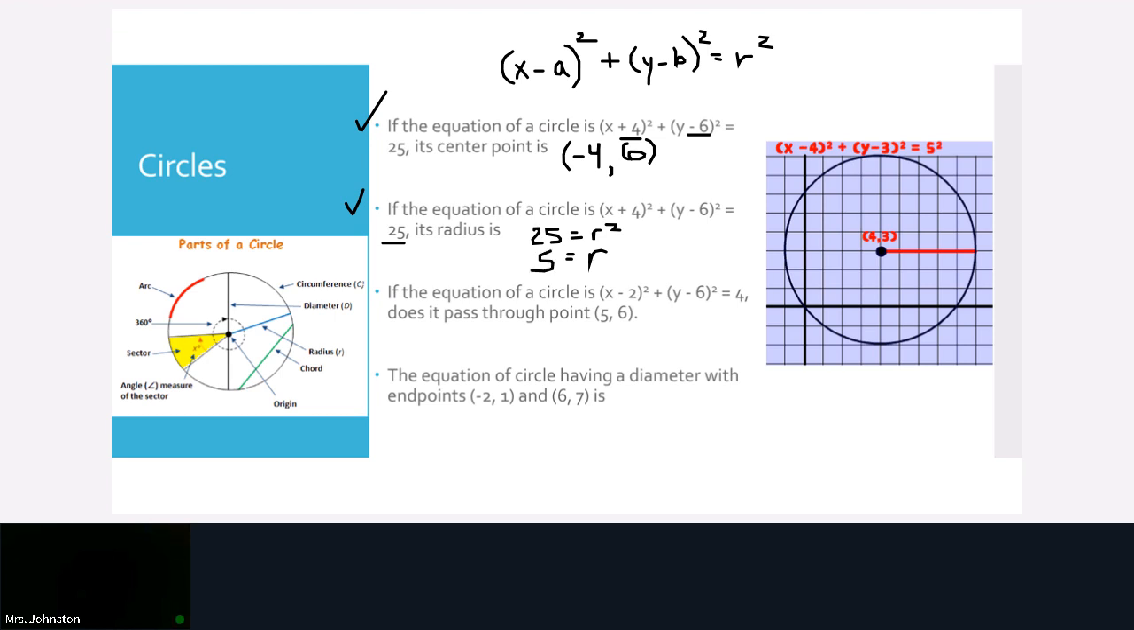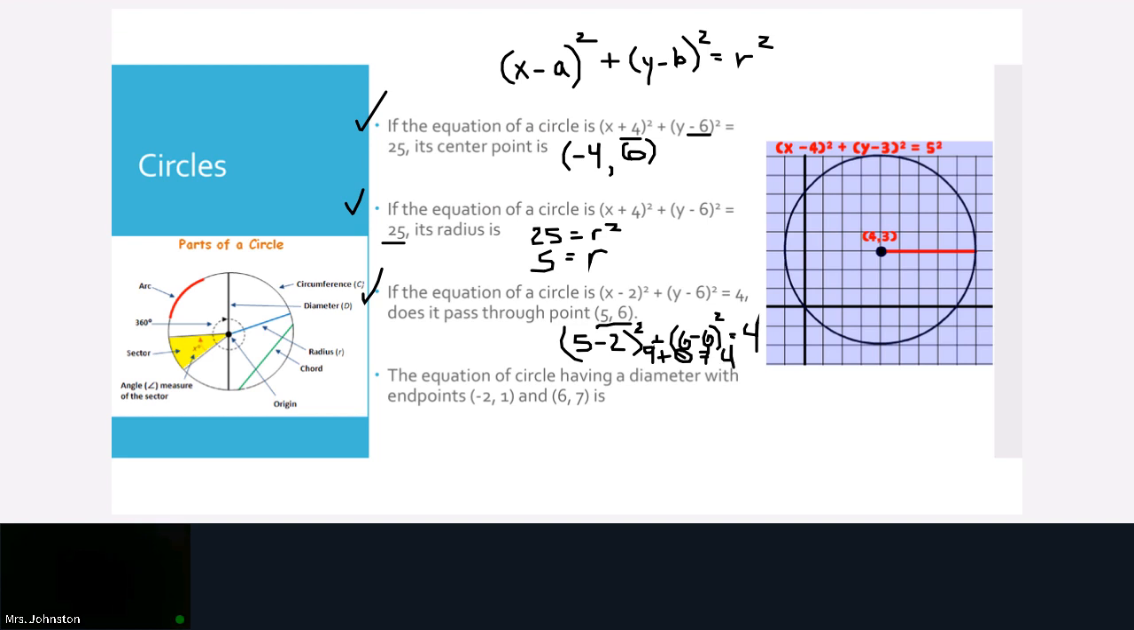If the equation of a circle is x minus 2 squared plus y minus 6 squared equals 4, does it pass through point (5, 6)? Well, we can easily figure that out by putting this into the formula. 5 minus 2 squared plus 6 minus 6 squared. I can see that 6 minus 6 will be 0. 5 minus 2 is 3, and 3 squared is 9. 9 plus 0 is not equal to 4, so this point does not lie on the circle.